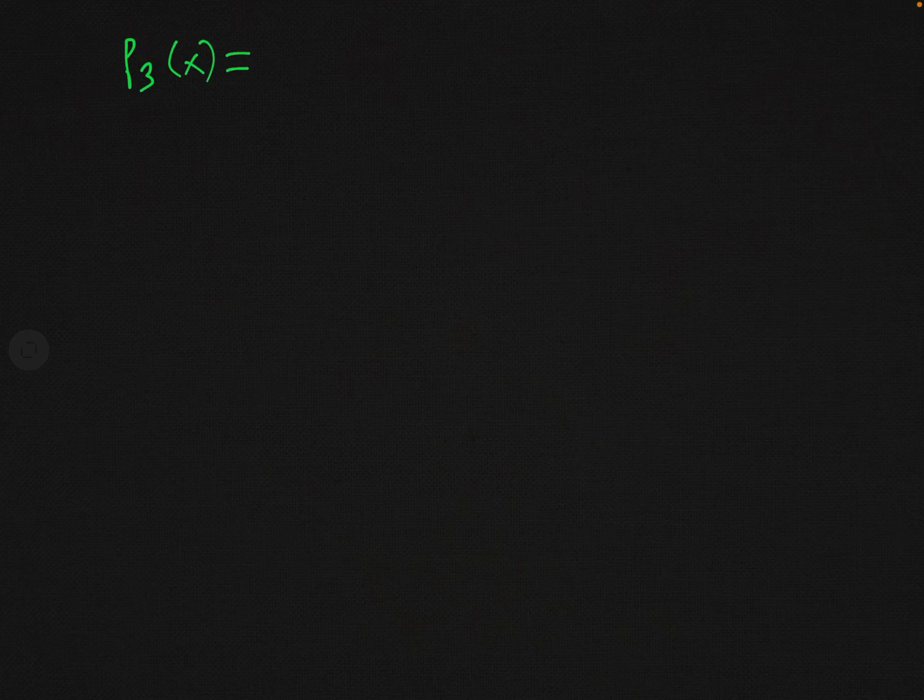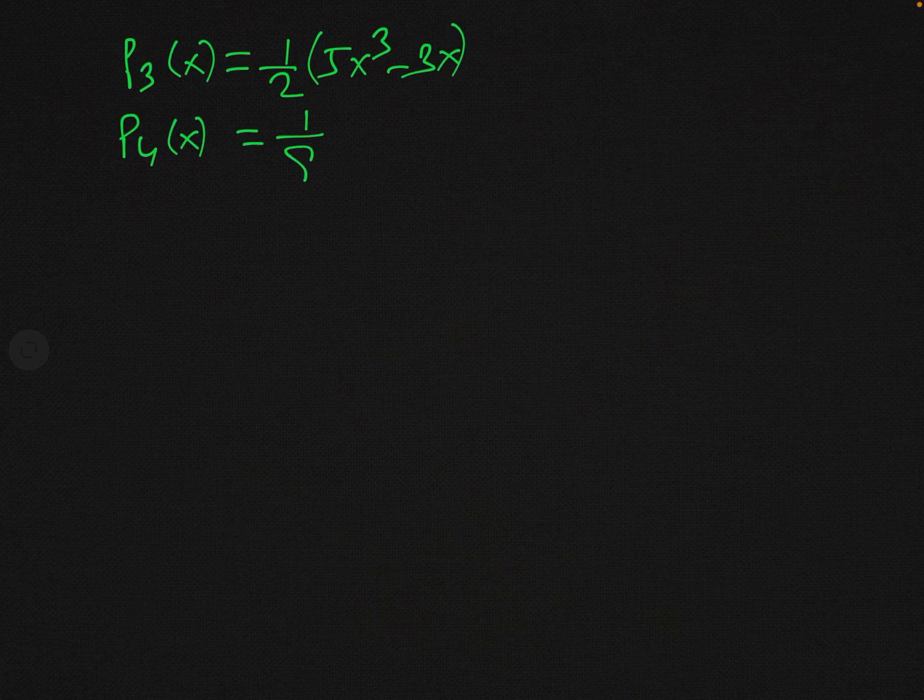So similarly, when you will evaluate, you will see that P3 of x, you will obtain that this is 1 over 2 into 5x cube minus 3x. When you will evaluate, you will get this result. P4 of x, we will see that this will be 1/8 into 35x^4 minus 30x² plus 3.